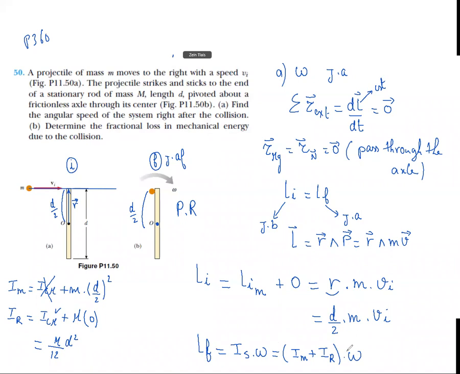So we can put here the value of I ball plus I rod, which is equal to m d squared divided by 4 plus m d squared divided by 12, times omega.